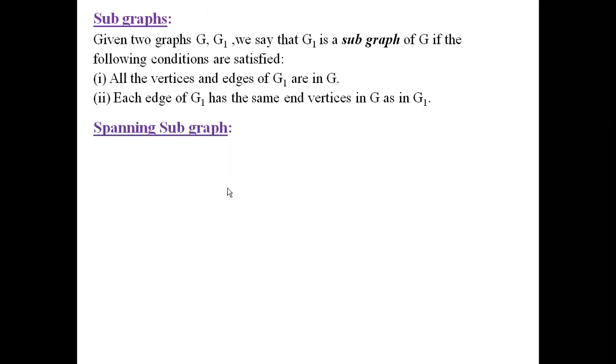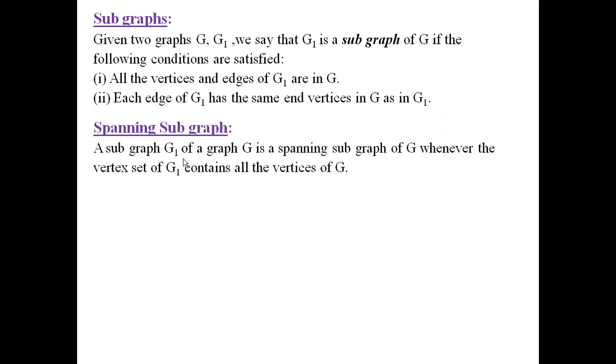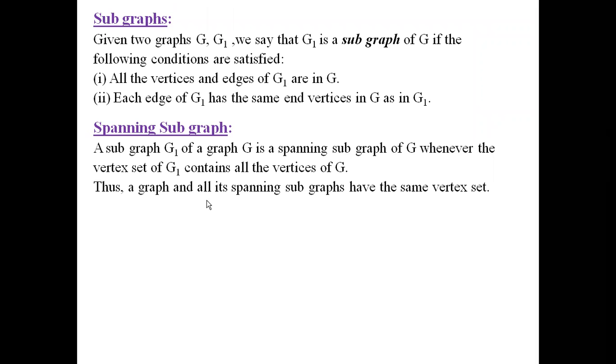Spanning subgraph. A subgraph G1 of a graph G is a spanning subgraph whenever the vertex set of G1 contains all the vertices of G. The vertex set of G1 and G must be the same, and the subgraph G1 in such a case is said to be the spanning subgraph of G. Thus, a graph and all its spanning subgraphs have the same vertex set.